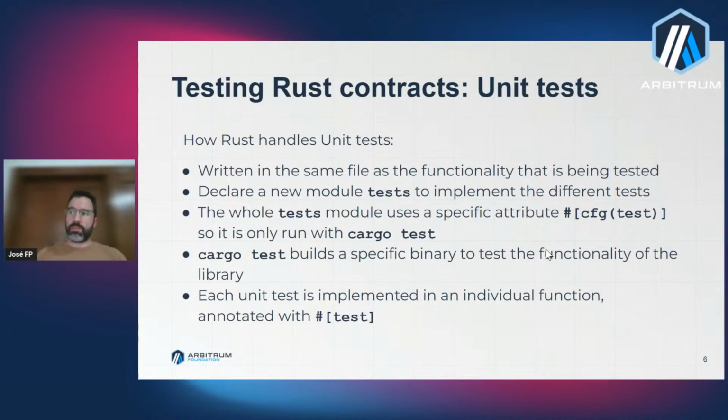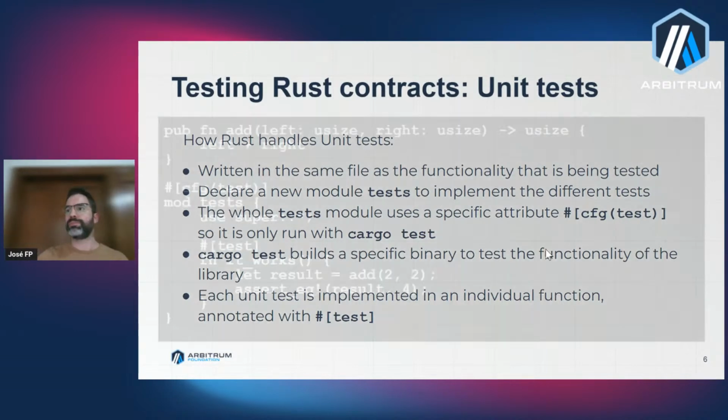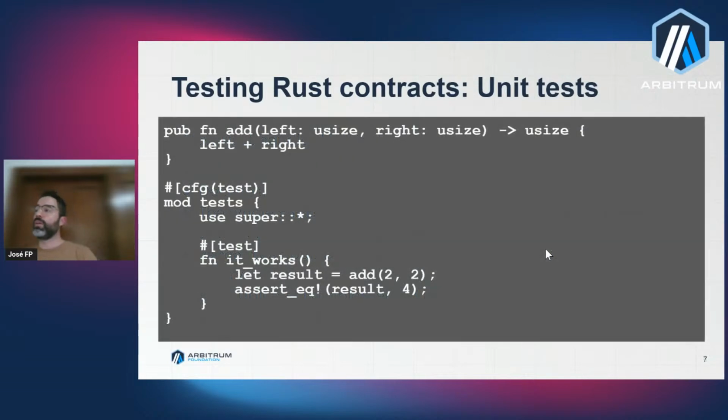Each unit test is implemented as an individual function inside that tests module, and each function is annotated with test. Okay, we're going to see an example now. So we have here a very basic example. We have a function called add that takes two parameters and returns the sum of them. And within the same file, we have this module called tests, annotated with cfg(test), that imports that function and then has one single unit test.